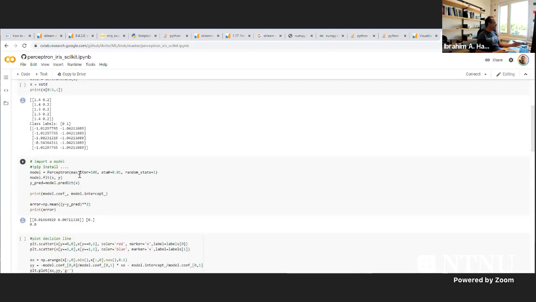So there is max_iter, the maximum number of epochs for training. The eta0 is the learning rate, and there is random_state. After that, we will train the model, fit using x and y.